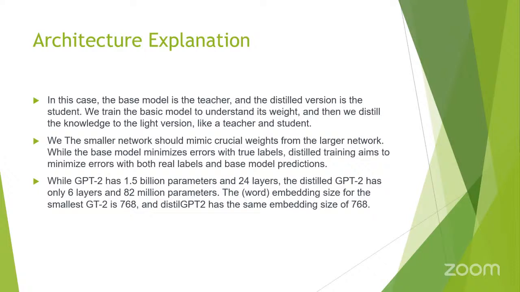Then we'll have the architecture explanation. In this case, the base model is the teacher and the distilled version is the student model. We train the base model to understand its weights, and then we distill the knowledge into lighter versions, like teacher and student. The smaller network should mimic crucial weights from the larger network, while the base model minimizes the errors with the true labels.